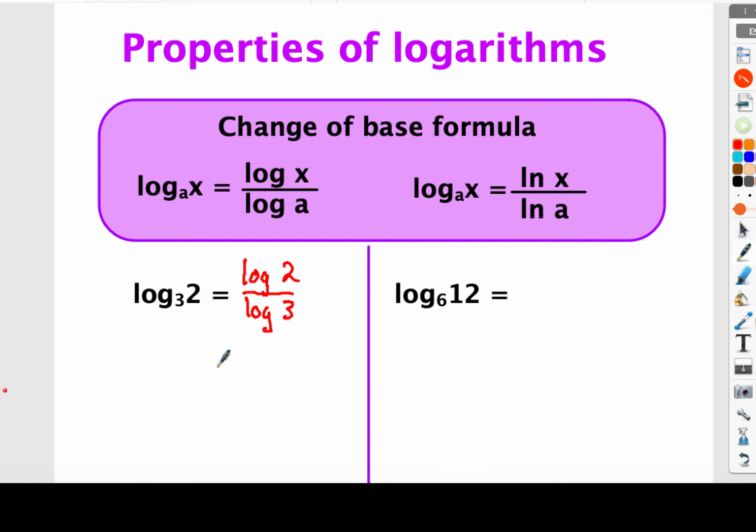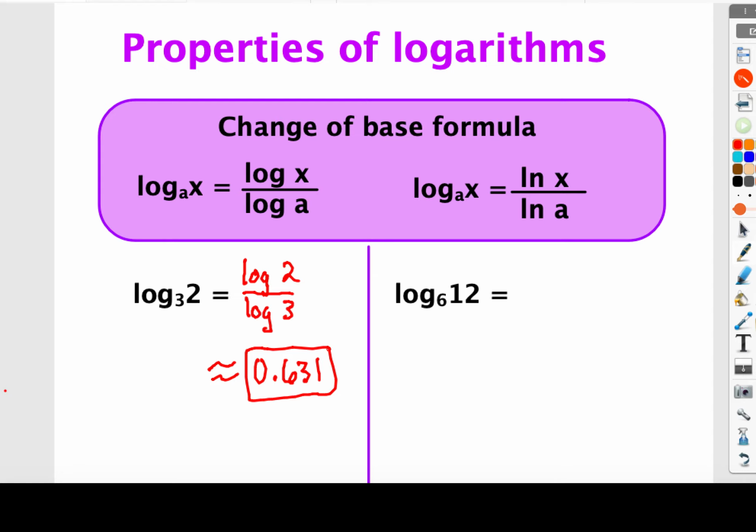So we can go back here and say, well, this is approximately equal to 0.631, which makes sense. 3 to what power is going to give you 2? Well, again, we're going to have to do some sort of a root or fractional exponent, which again means something less than 1, right? 2 is definitely less than 3 to the first. So again, we've got to have a power that's going to be less than that.